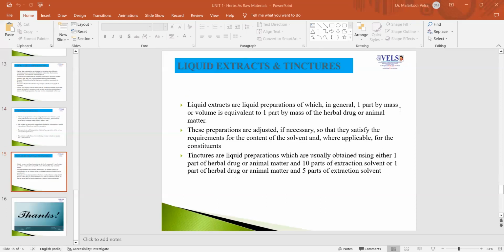Liquid extracts and tinctures. Liquid extracts are liquid preparations in which, in general, 1 part by mass or volume is equivalent to 1 part by mass of the herbal drug or animal matter. These preparations are adjusted if necessary so that they satisfy the requirements for the content of the solvent and, whenever applicable, for the constituents. Tinctures are liquid preparations which are usually obtained using either 1 part of the herbal drug or animal matter and 10 parts of the extraction solvent, or 1 part of the herbal drug or animal matter and 5 parts of the extraction solvent.